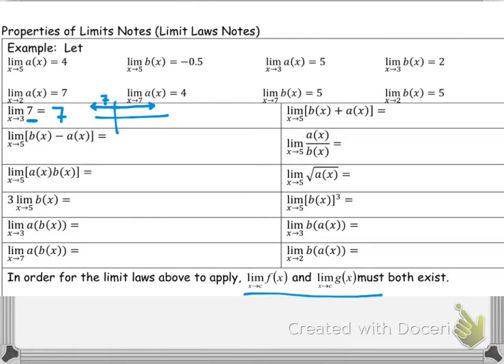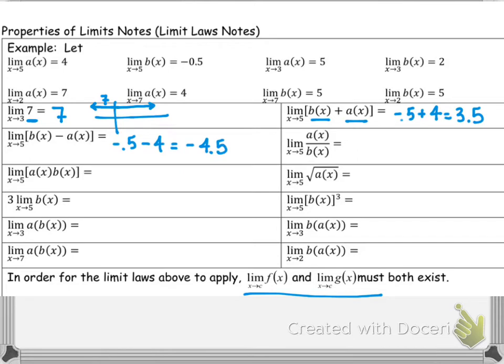So moving to the right, when we add the limit of two functions, we can add those limits separately. So we're adding the limit as x approaches 5 of b of x, which is negative 0.5, and the limit as x approaches 5 of a of x, which is 4, so we get 3.5. In a similar fashion, we can subtract, as long as both limits exist.